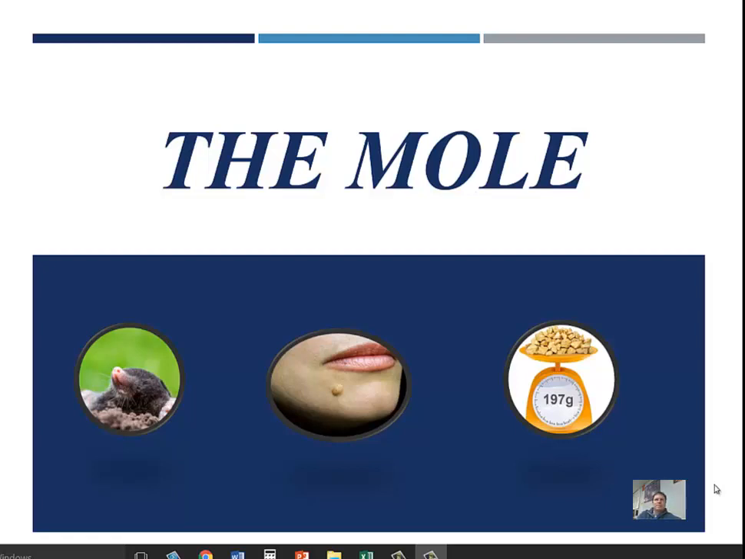And the mole is simply a measure of counting, kind of like if we say a dozen, we mean 12 eggs. When we talk about the mole, we're talking about a specific quantity of atoms. And once we know those atoms, then we can relate it to the mass. So let's go ahead and start talking about the mole.